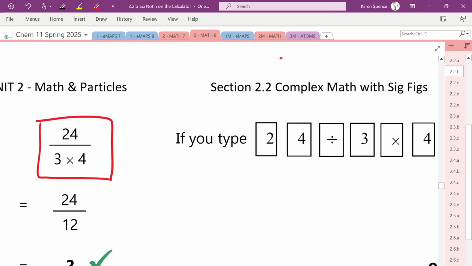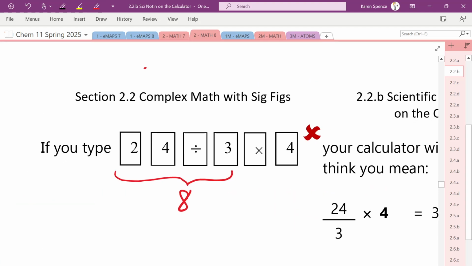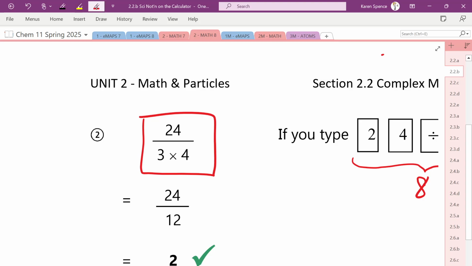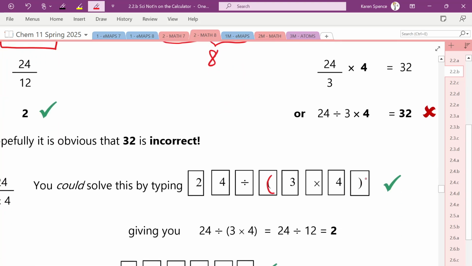Now, your calculator follows order of operations to the best of its ability. It sees 24 divided by 3 and it says, I know what that is. That is 8. Yes? If you then type times, it then multiplies by 4 rather than doing what it should do, which is dividing by 4. Yes? Two ways to fix it. First way, you can put it in brackets.